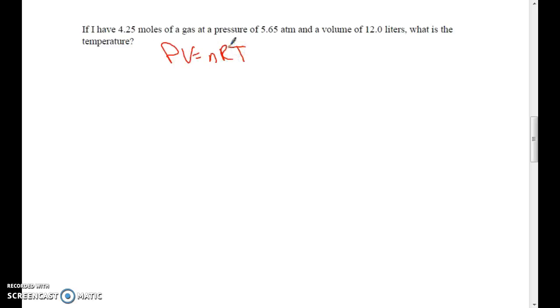And the other way you could tell that you wouldn't use Charles' or Boyle's or the combined gas law is they don't really have anything to do with moles either.